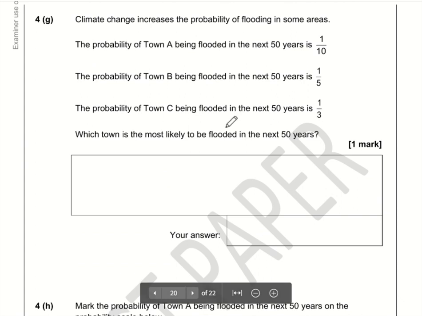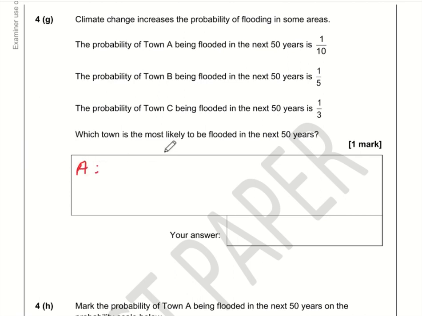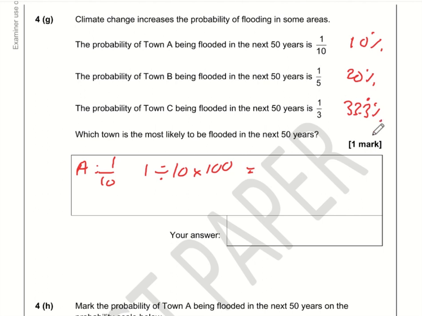Okay, so for this question, rather than worrying about which fraction is bigger, let's just turn them into percentages. Town A is 1/10, so to turn a fraction into a percentage, it is top divided by bottom multiplied by 100. Although I'm hoping that quite a few of you will know that a tenth is 10%, so I'll just write the percentages up here. 1 divided by 5 times 100, that is 20%. 1 divided by 3 times 100 is 33.3 recurring percent.